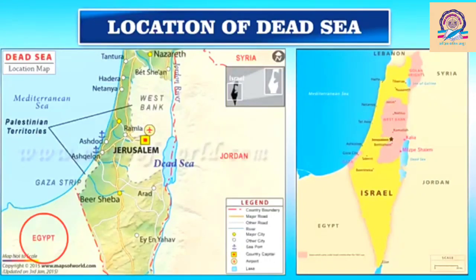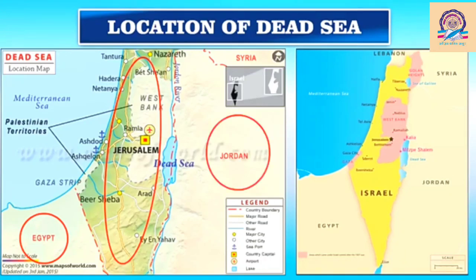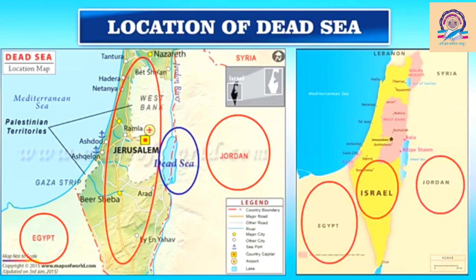A more close-up view. This is Egypt, and this is Israel, and this is Jordan. So Dead Sea is between Israel and Jordan. You can see in this also Egypt, Israel and Jordan. In between Israel and Jordan, this is Dead Sea.